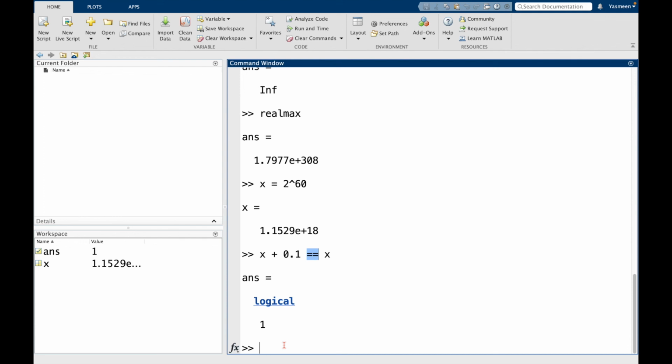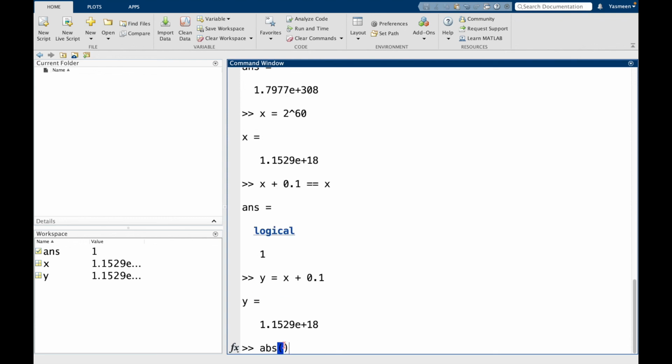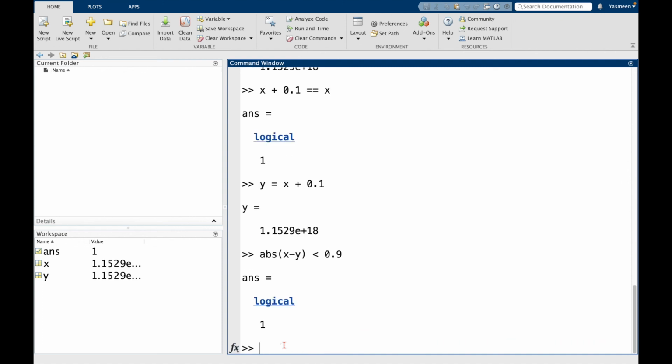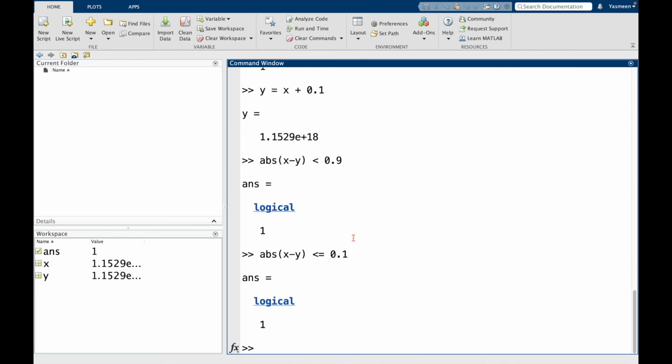For us, remember, the safer way to do things is to look at the distances between objects or numbers and say, is the distance between them small? So we have x, let's say y is equal to x plus 0.1. And now I can say, is the absolute value of x minus y less than, let's say, 0.9, for instance. And we can see here that it's true. This 0.9 was completely arbitrary. You have to determine the tolerance that you're comfortable with. Here the distance is exactly 0.1. So if I do less than or equal to 0.1, it's going to return true.